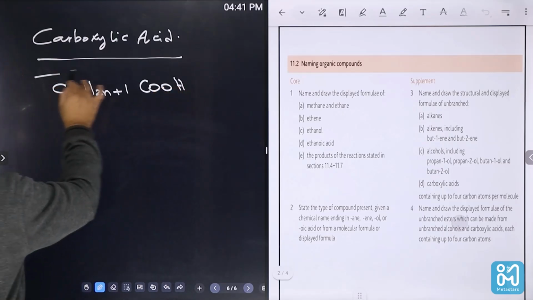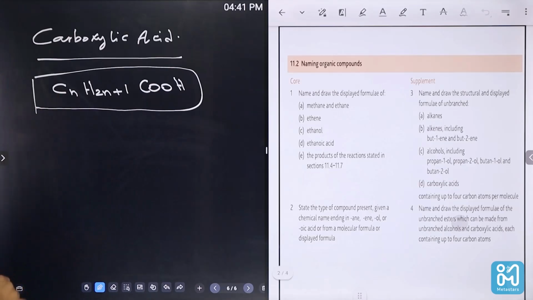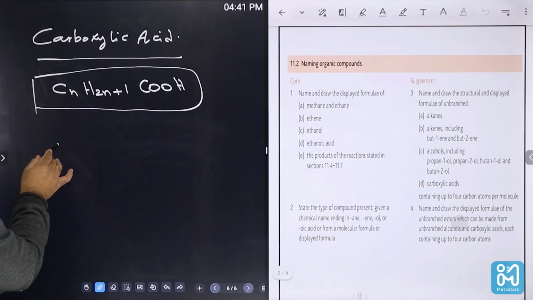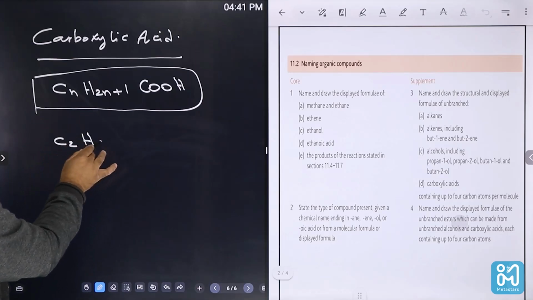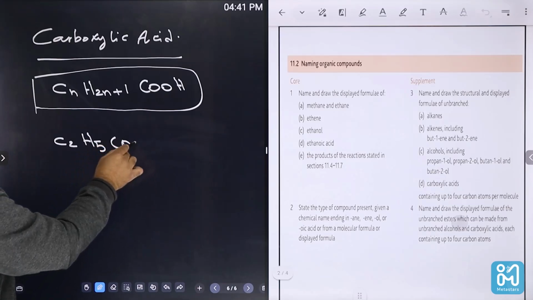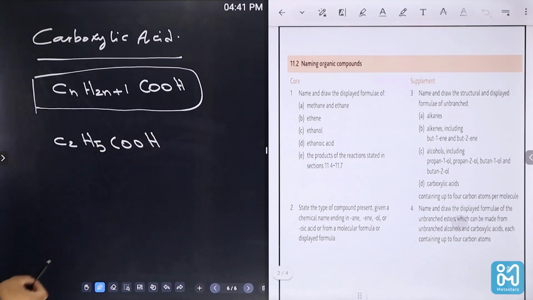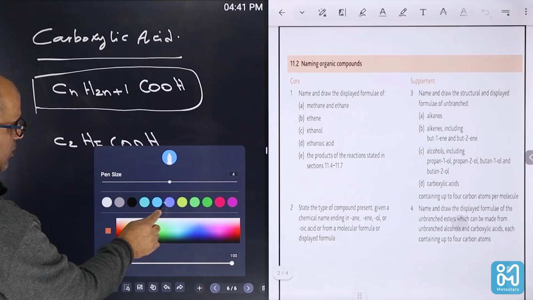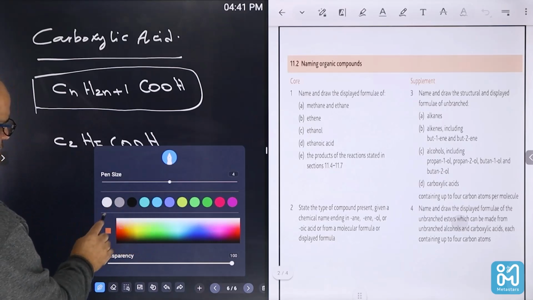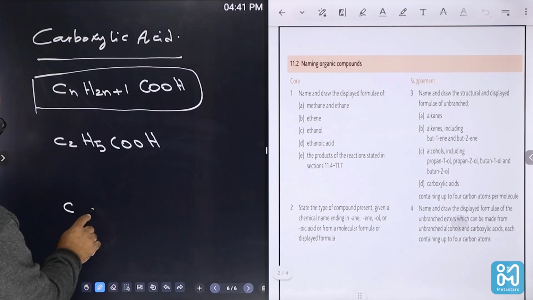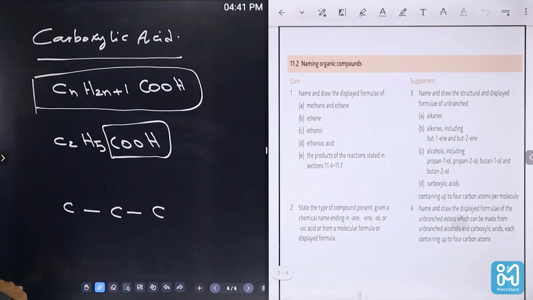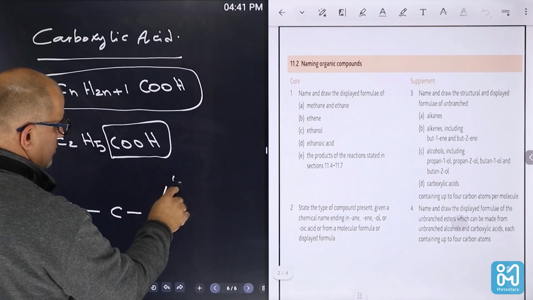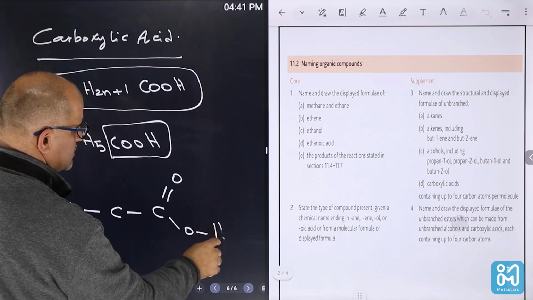Now, to apply this formula, we have different carboxylic acids. For example, C2H5COOH. This means that we have 3 carbon atoms in the structure of the carboxylic acid. You will see something like that, 1, 2, and 3. The third one is where we have the functional group. So it's drawn like that. That's the displayed formula.